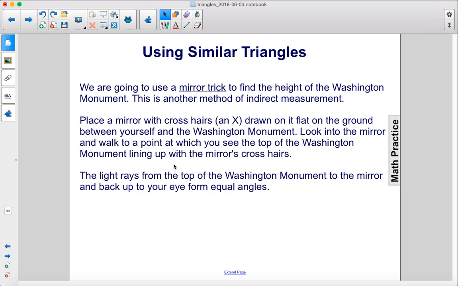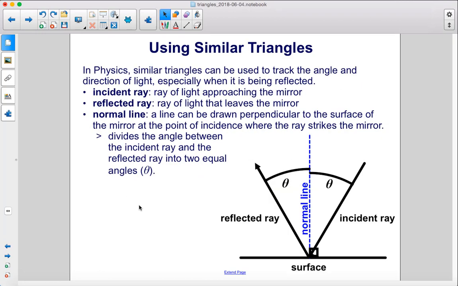The light rays from the top of the Washington Monument to the mirror and back up to your eye form equal angles. In physics, similar triangles can be used to track the angle and direction of light, especially when it's being reflected. The incident ray is the ray of light approaching the mirror. The reflected ray is the ray of light that leaves the mirror. The normal line is a line that can be drawn perpendicular to the surface of the mirror at the point of incidence where the ray strikes the mirror. This divides the angle between the incident ray and the reflected ray into two equal angles.